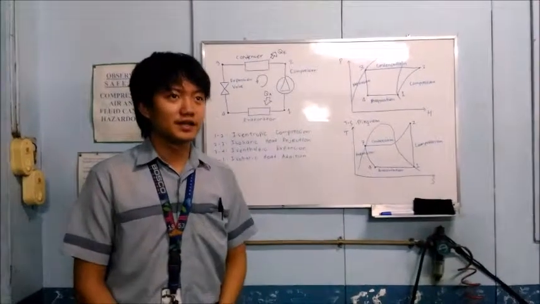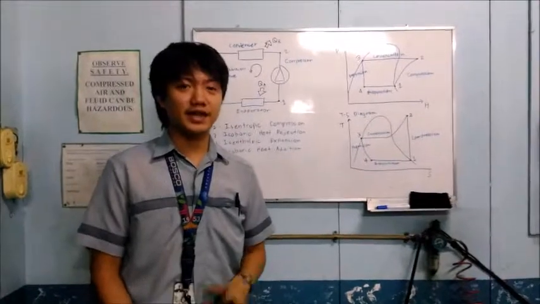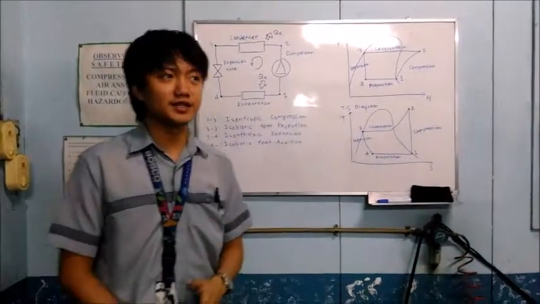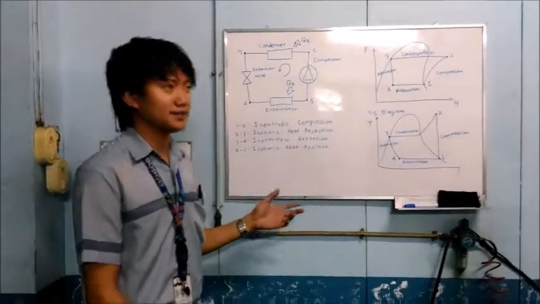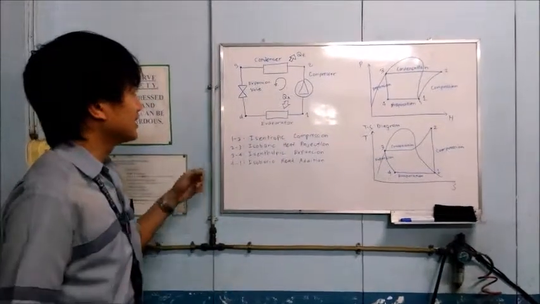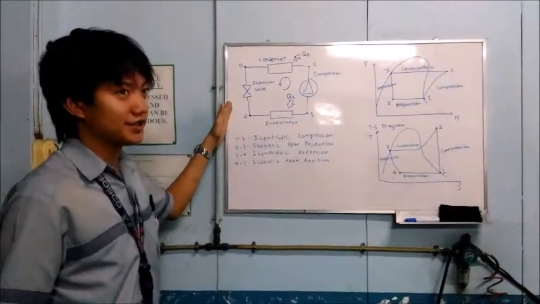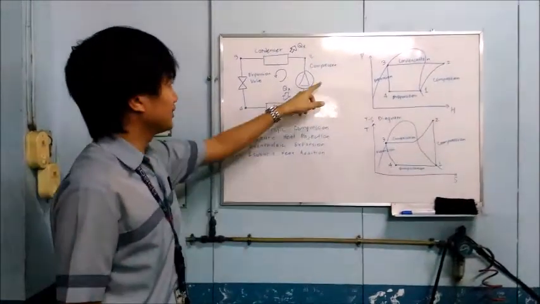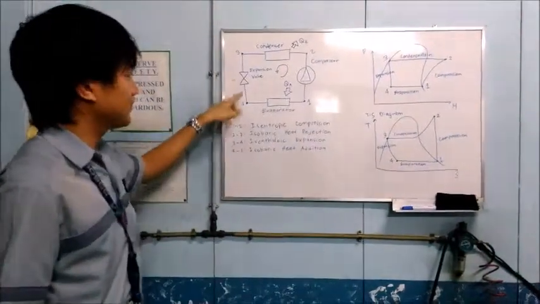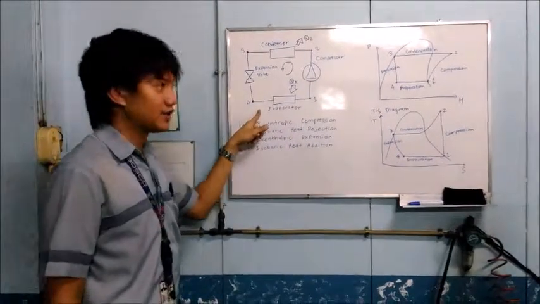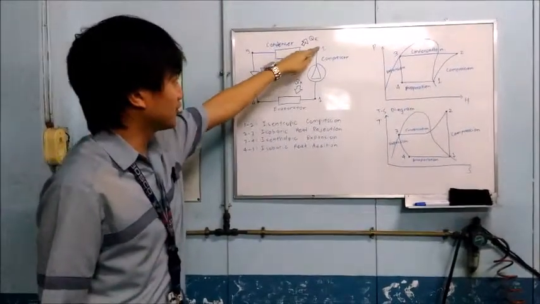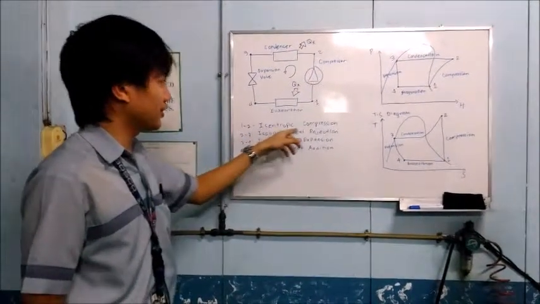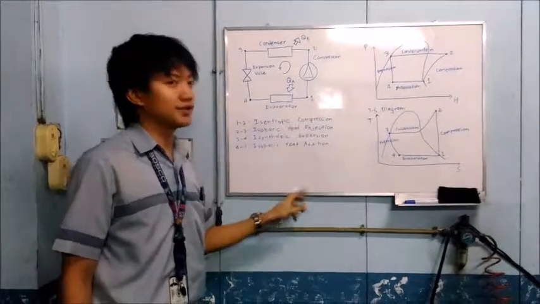So the thermodynamic cycle behind the chilled water system is the vapor compression cycle. The schematic diagram of the chilled water system comprises four main components: compressor, condenser, expansion valve, and the evaporator. The process of 1 to 2 of the compressor is called the isentropic compression.